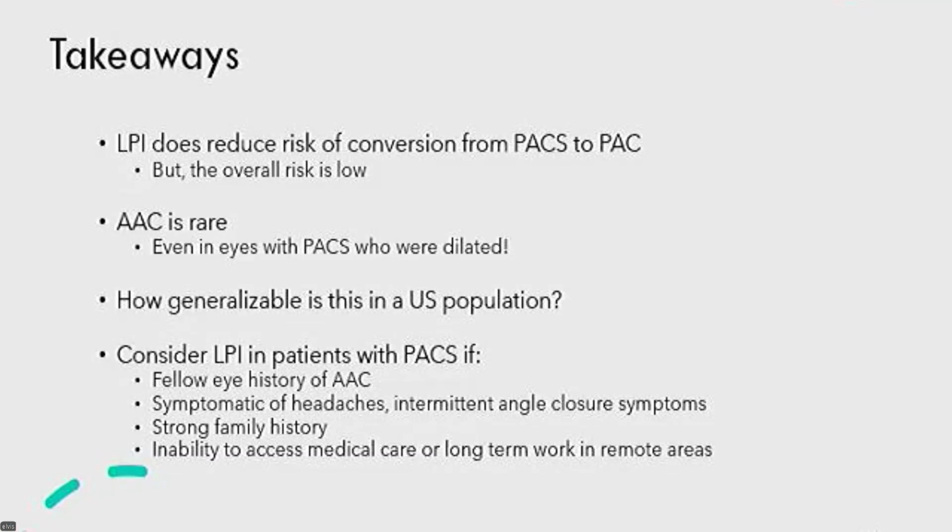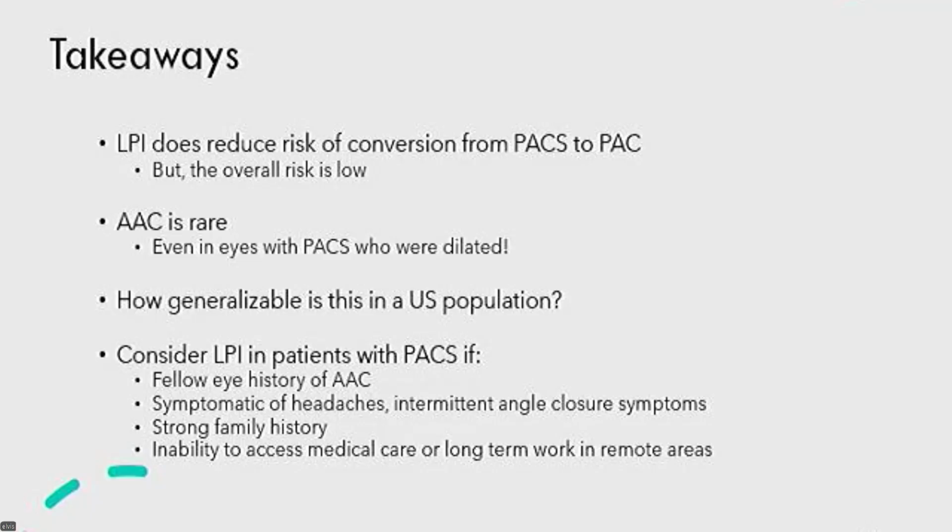But if they're just a suspect, these are the 4 situations. If they have a fellow eye history of trouble, they have symptomatic headaches or other symptoms that might be intermittent IOP elevations, if they have a very strong family history, or what is probably the biggest utilization, I don't trust them to come back when they're in trouble, right? And those folks, we give a prophylactic treatment.